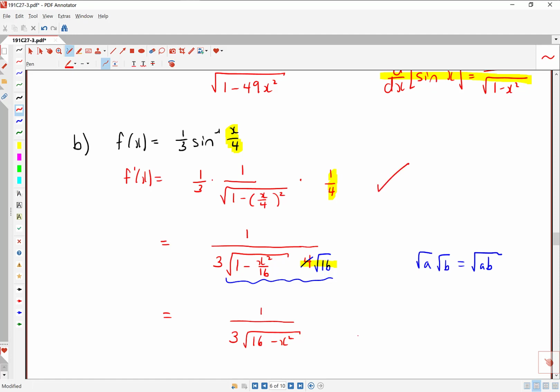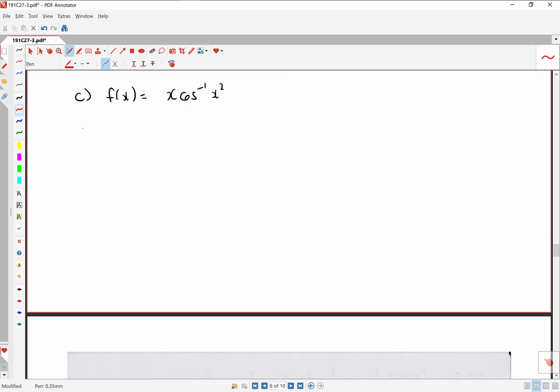And then if you were checking your work in the course pack, they would say this. So basically, we just want to be able to understand that these two things are equivalent and that you still got the right answer if you had said this version here. So now our function is x times arc cos of x squared.